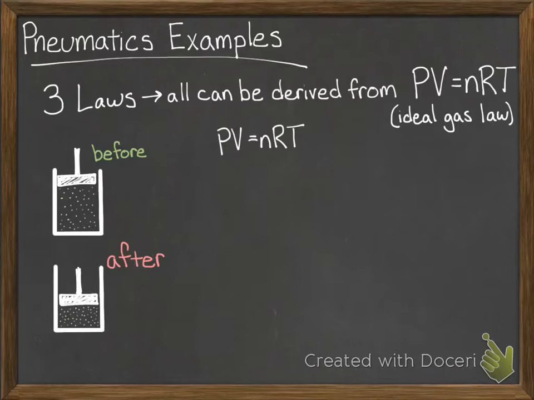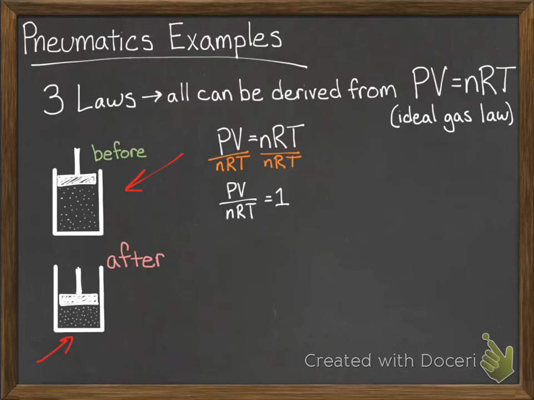We can use the properties of the gas at either of these points to solve for an unknown value. So if we start with PV equals nRT, and we divide both sides by nRT, what we're left with is PV over nRT is equal to 1. What this tells us is that at any point, either before or after, PV over nRT is going to equal 1. Either position, any position that we can think of.